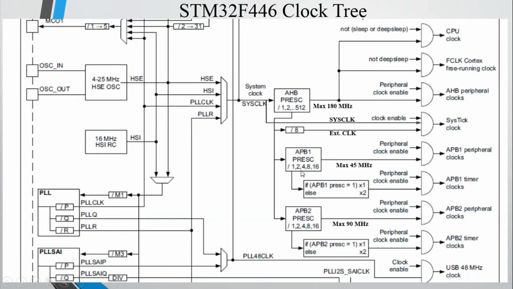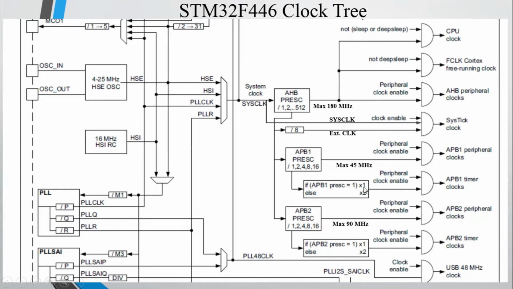If it is 1:1, what does it mean? When you give one clock at the input of the APB1 prescaler, it will generate one clock. If it is 1:2, when you give two clocks, it will generate one clock, like that. One more thing you need to keep in mind: even though your APB1 and APB2 prescalers can be configured from 1 to 16, for the timers, certain timers are connected to APB1 and another set of timers are connected to APB2. So whenever you are configuring the timers, you can't have this many prescalers.